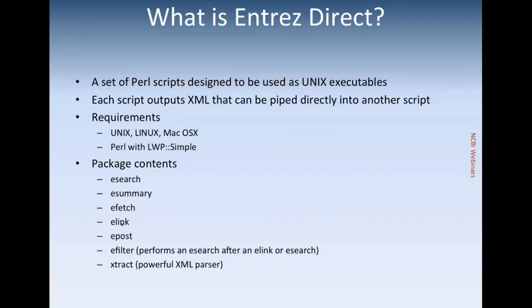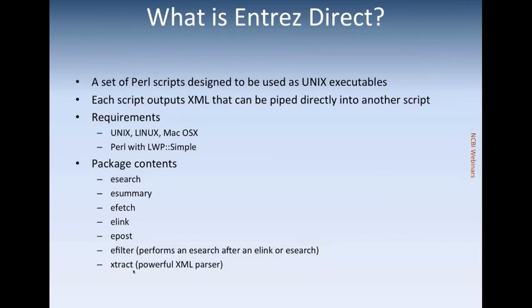The package contains a variety of things. It contains eSearch, eSummary, eFetch, eLink, and ePost, and one called eFilter, which is not actually an eUtility, but is designed to perform an eSearch after a link operation. For example, if I wanted to link from protein to nucleotide, but I only want to get mouse nucleotide records, I could filter the result set of my link operation for only mouse records, or any other thing you can think of. So eFilter is essentially eSearch, but designed to work after a previous one. That's a fun little one.